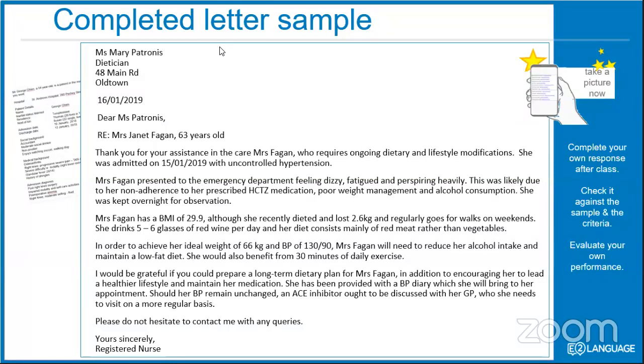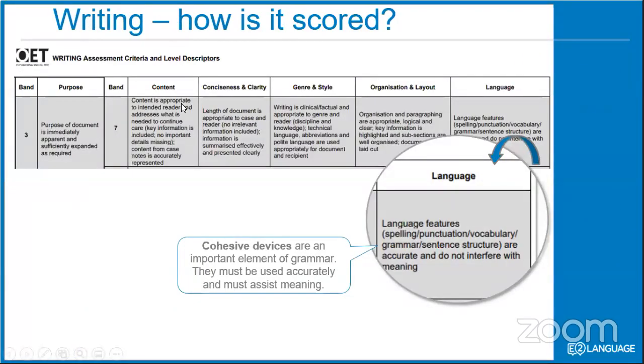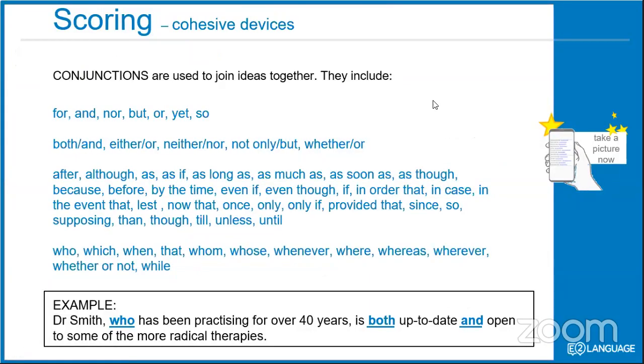Okay, nice one. So back to the criteria. The criteria, specifically language and cohesive devices. They are very important elements of grammar, and they should be used correctly to assist the meaning of what you're writing. So another screenshot here for you on cohesive devices. Conjunctions. I think we mentioned conjunctions last week as well. You can never have too much of them. The fanboys: for, and, nor, but, or, yet, and so. Other things like both and, either or, all of the others speckled through in the middle there, provided that, now that, in the event that. Those relative pronouns, which, who, when, that, whom, and so on.